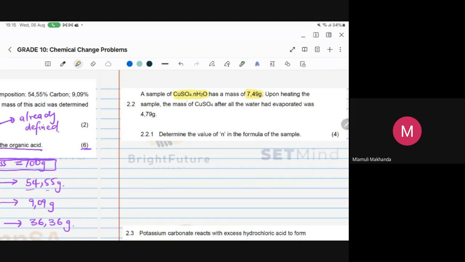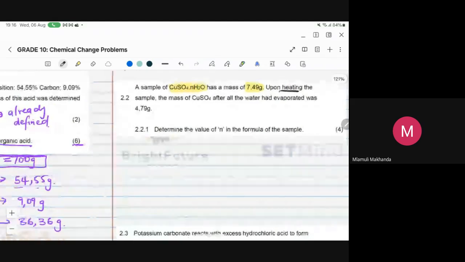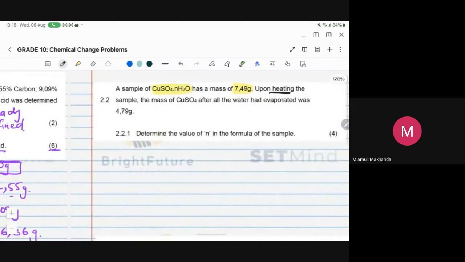So that's what we're doing here with the hydrous copper sulfate. We just want to remove this water. That's why they were heating it. Right, so that's the first thing we need to understand, just for understanding. You don't have to know deep things about it. So now the mass of these copper sulfates, after the water is evaporated, the remaining mass becomes 4.79.